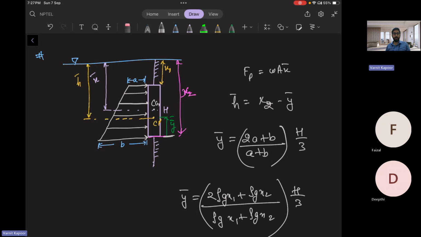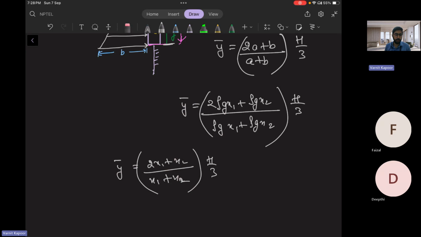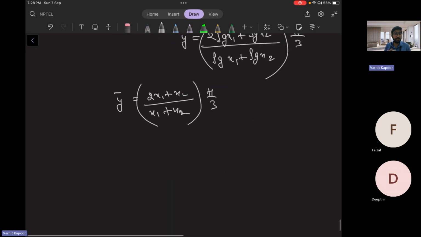There is one point to note here. If my vertical plate is near to the free surface, then h bar is I_G sin square theta upon A x bar plus x bar. But if my plate is very deep inside from the free surface, very deep, then h bar will be nearly approximate to x bar. Okay, because the value of x bar has increased very significantly.